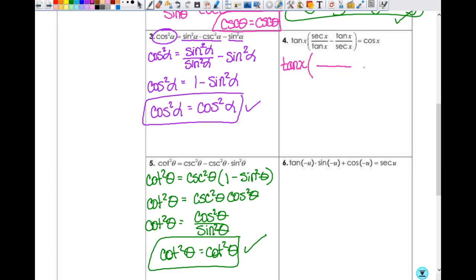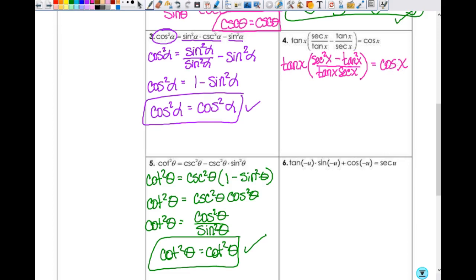What's my common denominator going to be? Yeah, tangent x times secant x, because you just multiply them together. So tangent x times secant x. Which means that this fraction right here would have had to have been multiplied by secant over secant. So that would give me secant squared, minus, and then this one has to be multiplied by tangent over tangent to get a tangent in the denominator. So this is going to be tangent squared x equals cosine x.